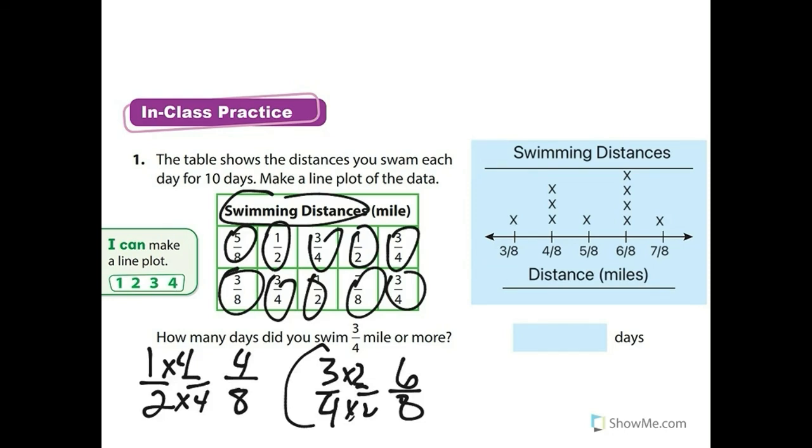Alright, so we've got our title, we've got the distances, we've got our data. Let's answer the question, how many days did you swim 3/4 mile or more? So 3/4 is right here, and then more would be here. So 3/4 or more. So we got 4 here, 1 here. So that's 5 days. So we're going to make a line plot, and then we're going to interpret that line plot from the questions it gives us.